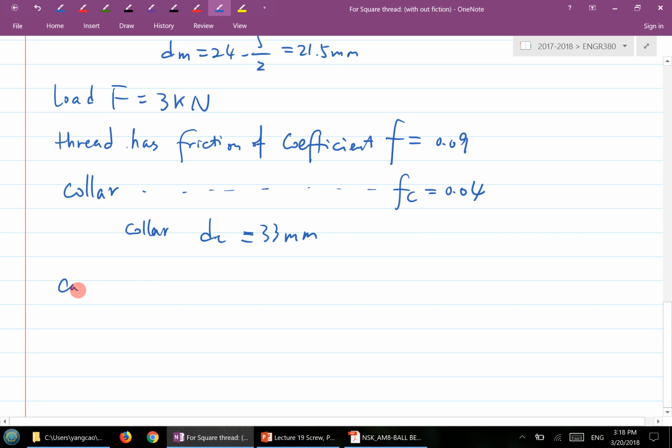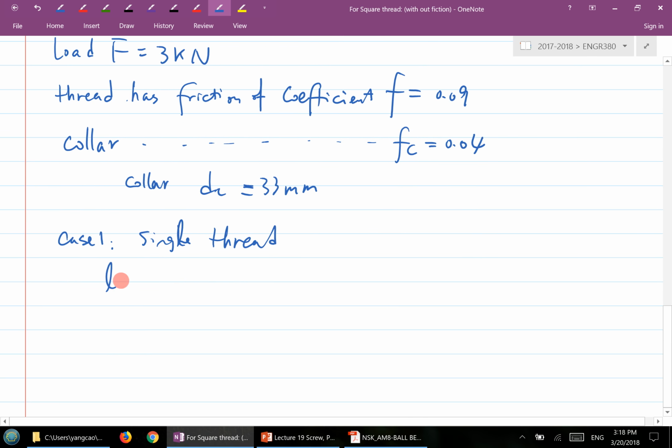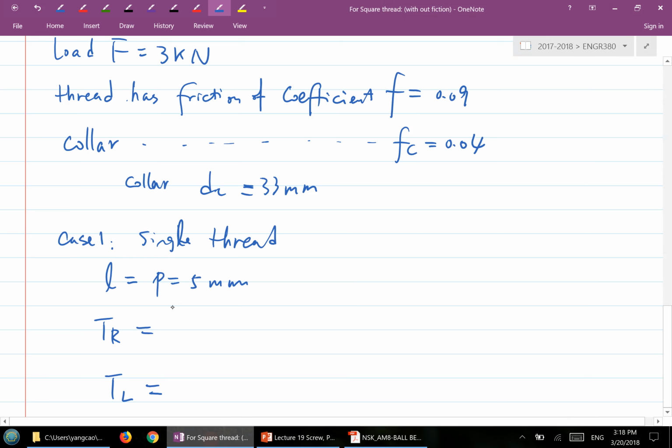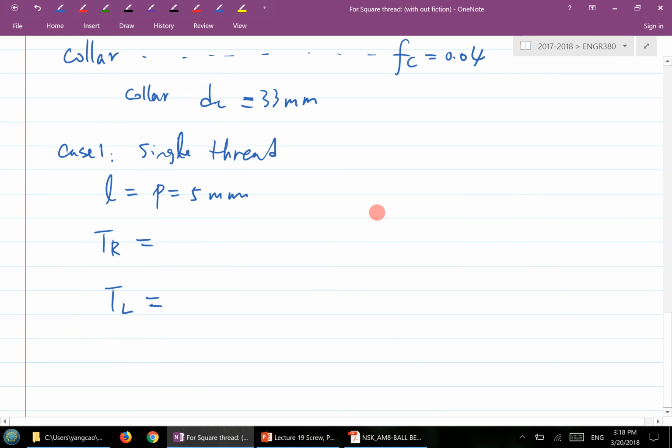First, case 1. Let's consider a single thread. If it's a single thread, we have L equal to P equal to 5 millimeter. Then we can calculate our TR, and you can calculate TL too, using the formulas I showed you. Plug in all the numbers, and you get TR equal to 7.22 Newton meter, and TL equal to 2.49 Newton meter.